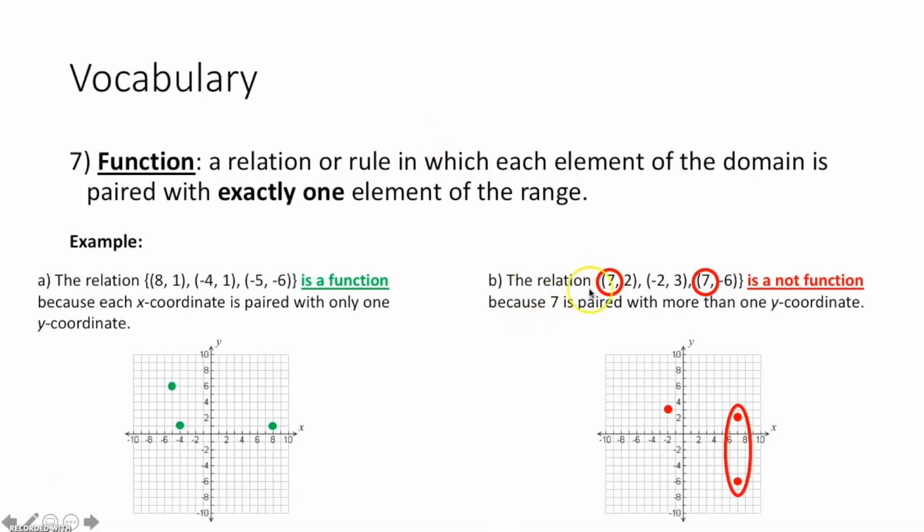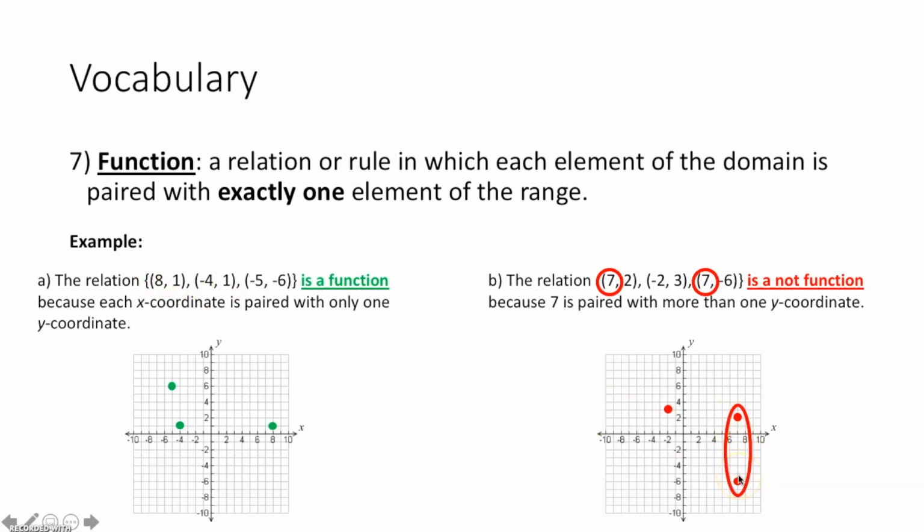Now the second one over here, the relation 7, 2, -2, 3, and 7, -6 is not a function because 7 is paired with more than one y coordinate. You see how we have 7 paired with the 2 and 7 paired with the -6? The reason why that is not a function is because we have one x value paired with multiple y values. You're allowed to have one y value paired with multiple x values, just not one x value paired with multiple y values.